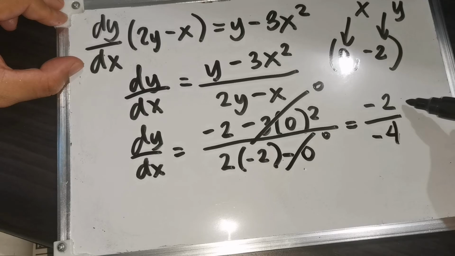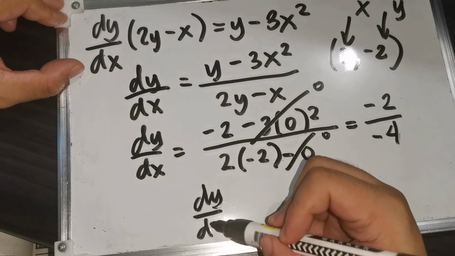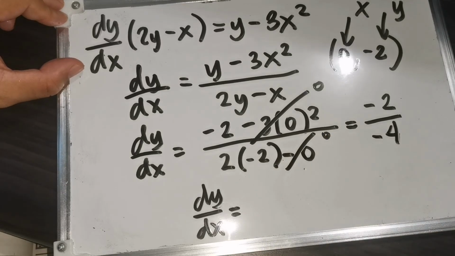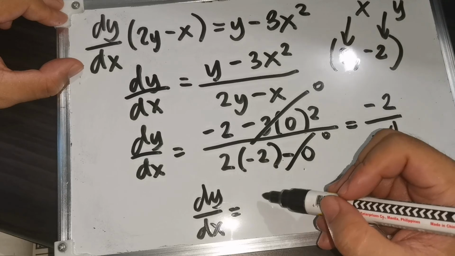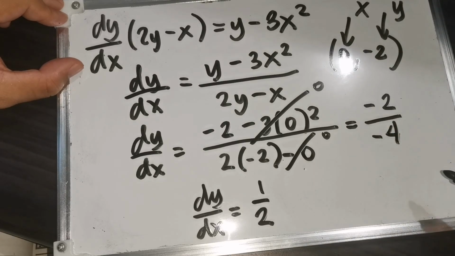So both your numerator and denominator are negative values. So therefore, your dy over dx will be equal to a positive value. Since your numerator and denominator are divisible by 2, we can get the lowest term by simply dividing your numerator and denominator by 2. So that will be equal to positive 1 half.